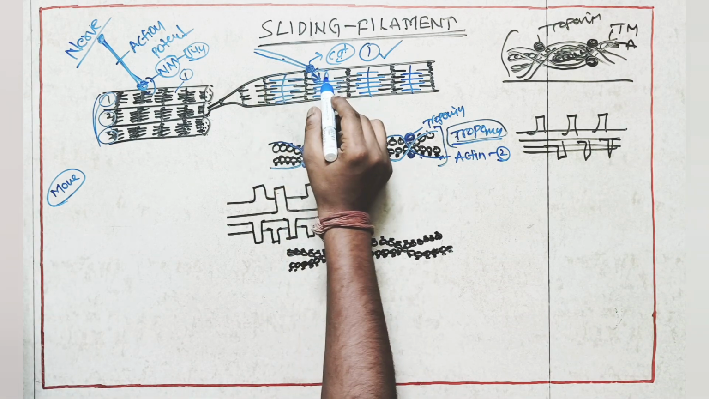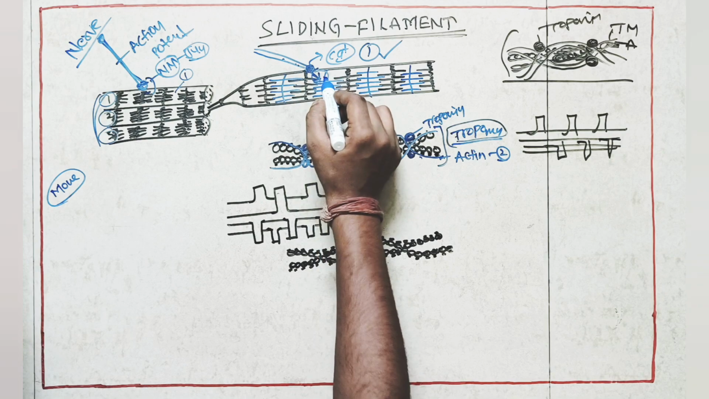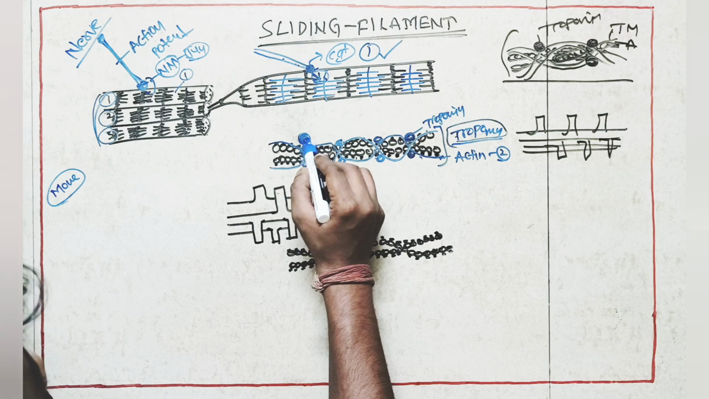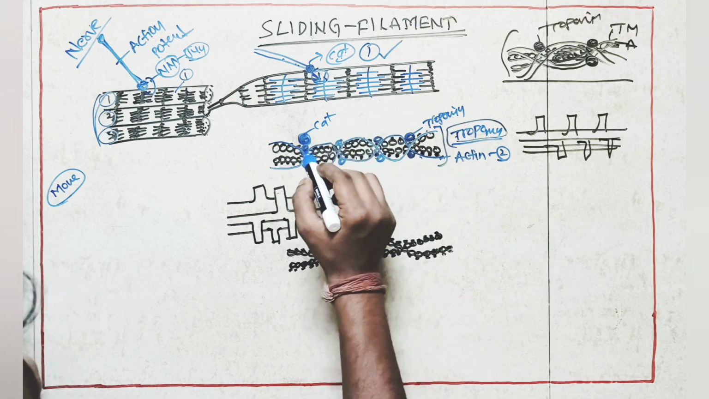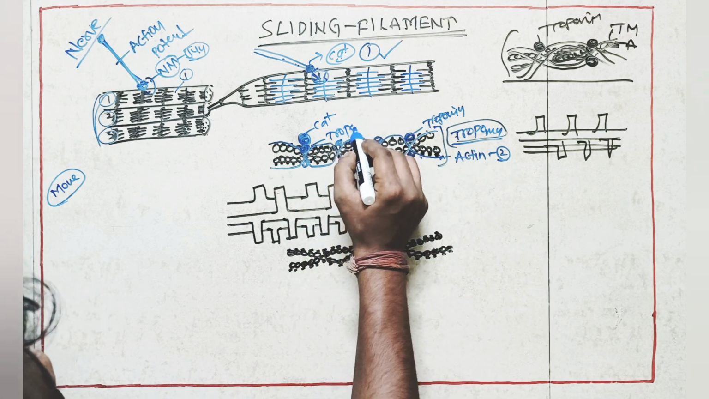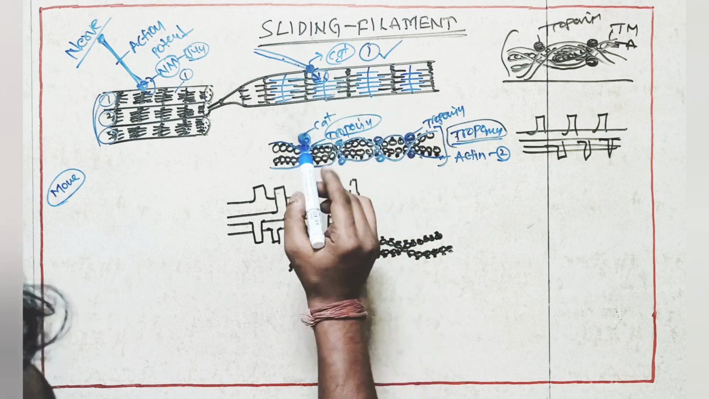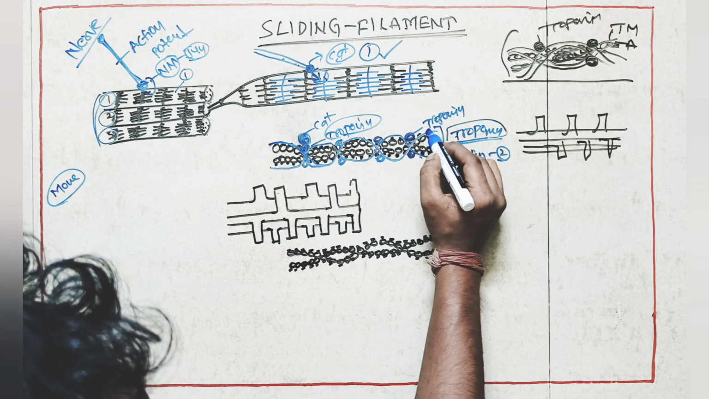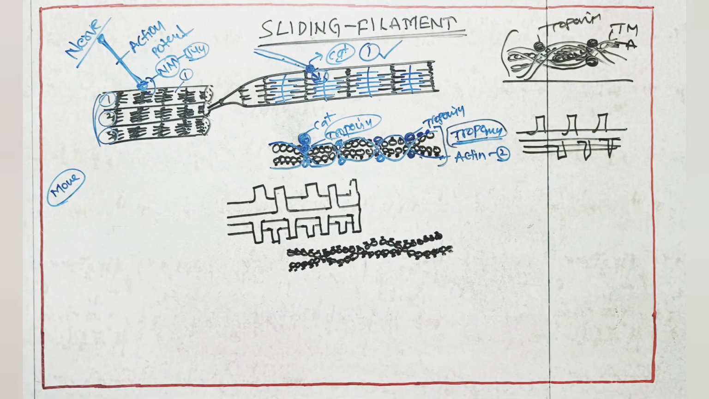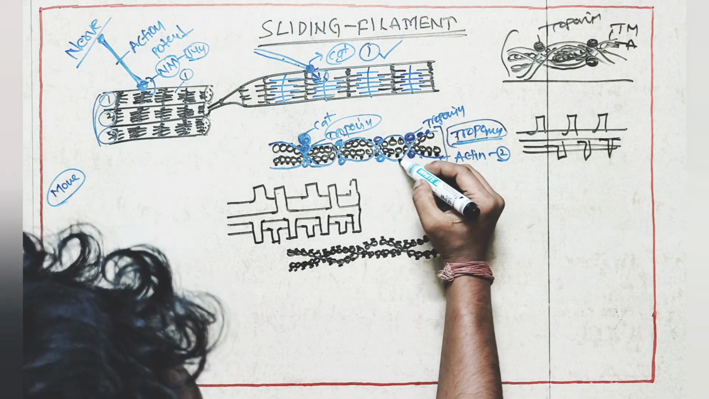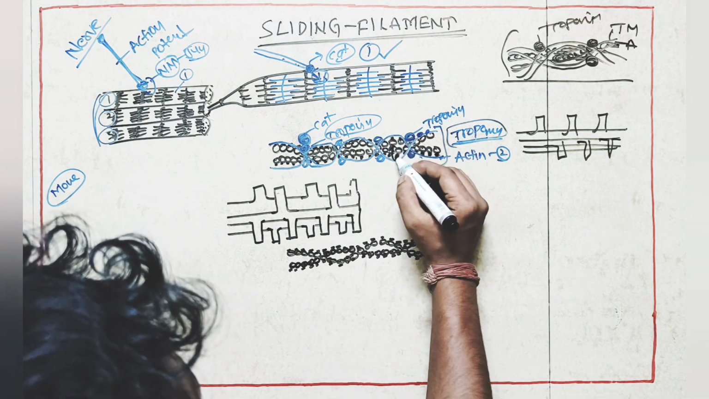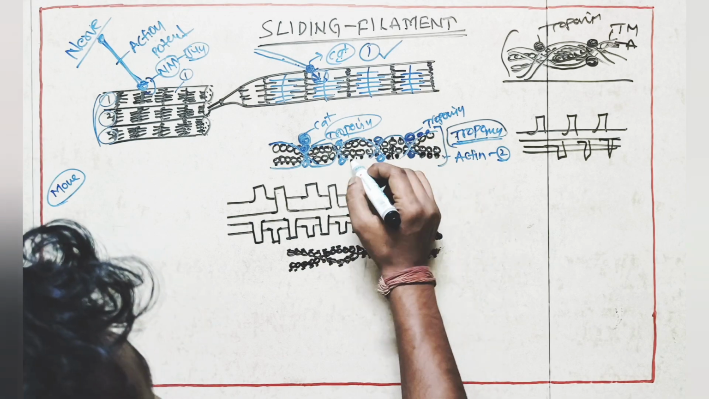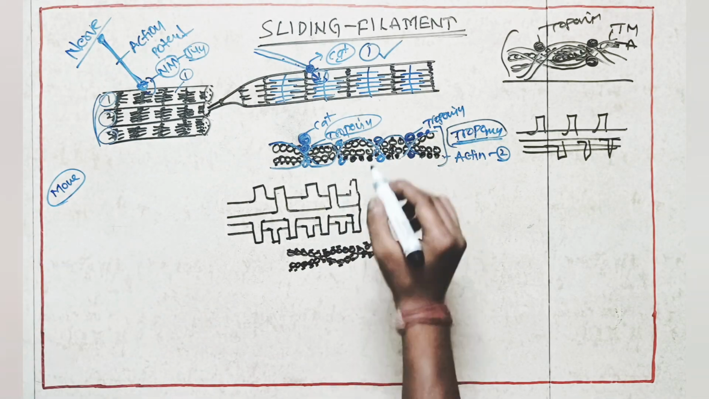See, when calcium is released inside the muscle, that calcium will come and attach to the troponin. This is calcium, and it will attach to the troponin. Because of this calcium attachment to the troponin, the tropomyosin is going to move upward, so that these binding sites on the actin will be visible. This is the third point.